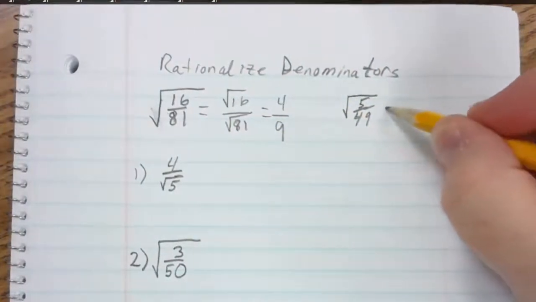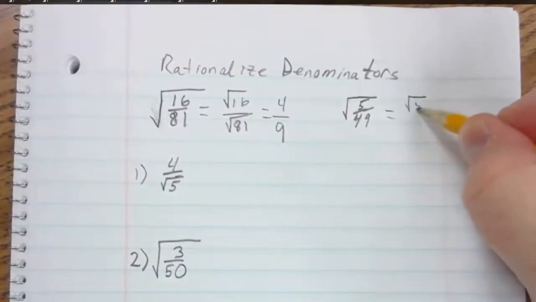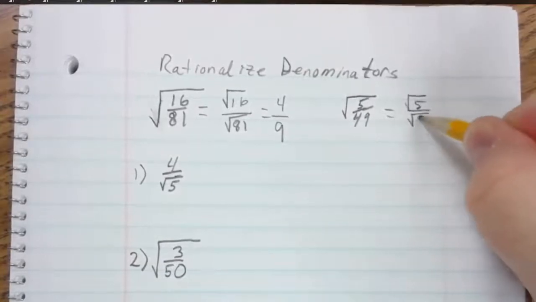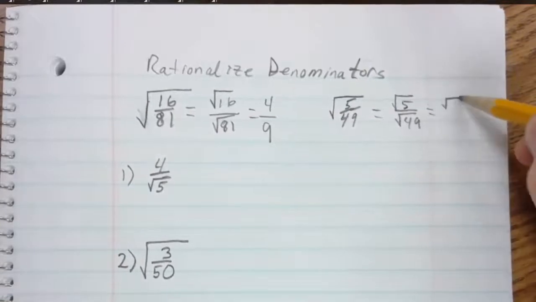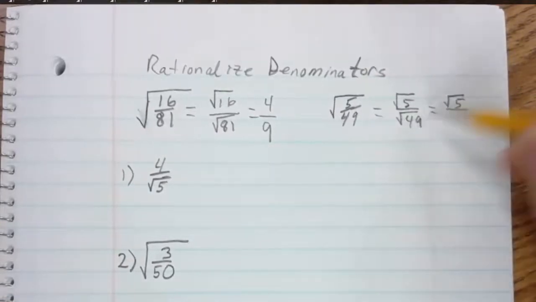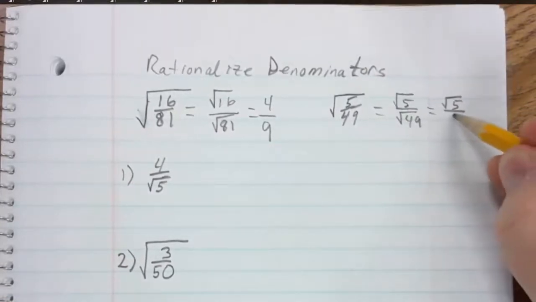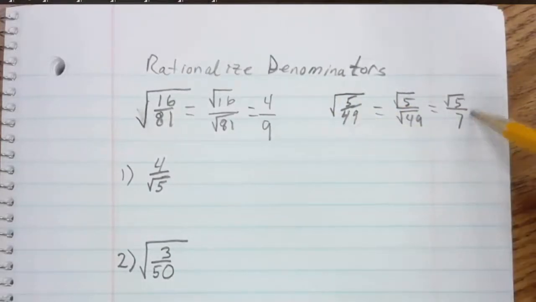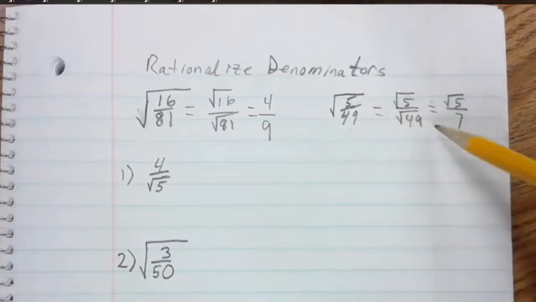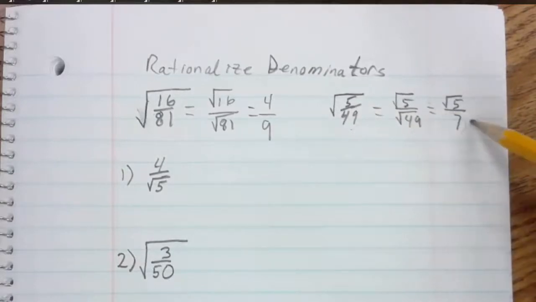Over here we got the same thing. Rewrite this as the square root of 5 over the square root of 49. Now the top cannot be simplified any, so we're just going to leave that as the square root of 5. But the bottom is a perfect square, and the square root of 49 is just 7. So the simplified version of this here is square root of 5 over 7. Notice that there's no square roots in the denominator of the final answer.